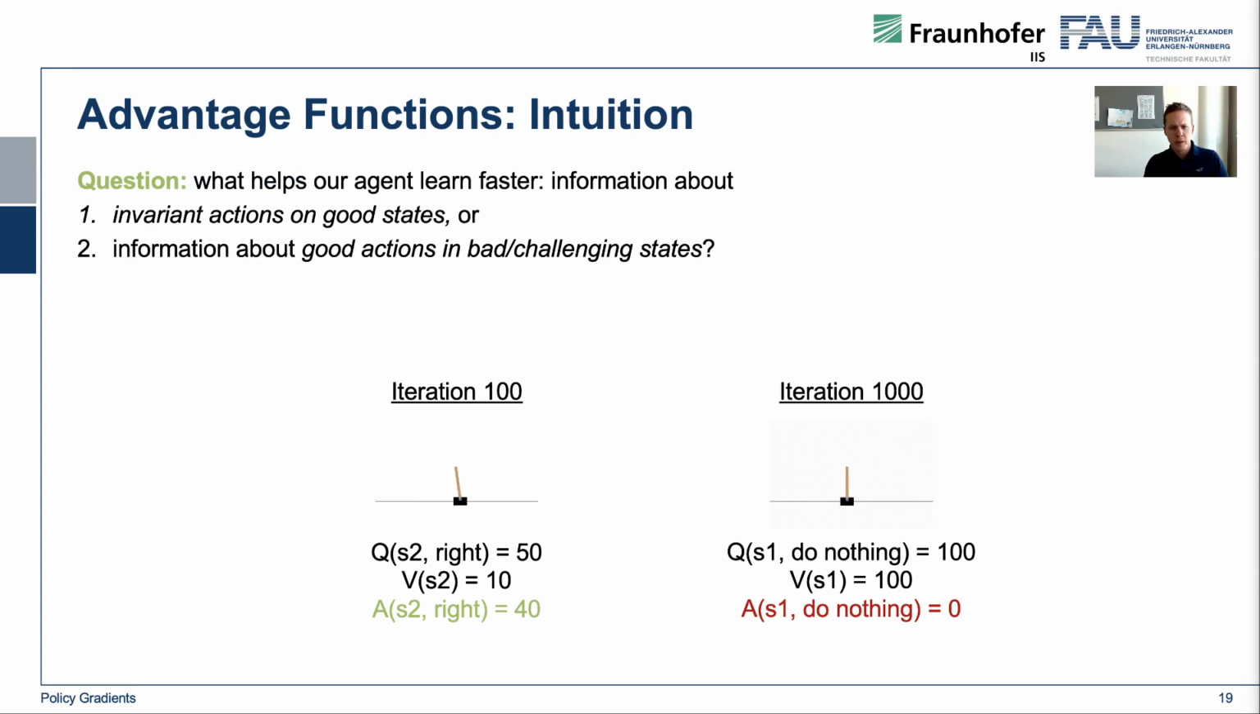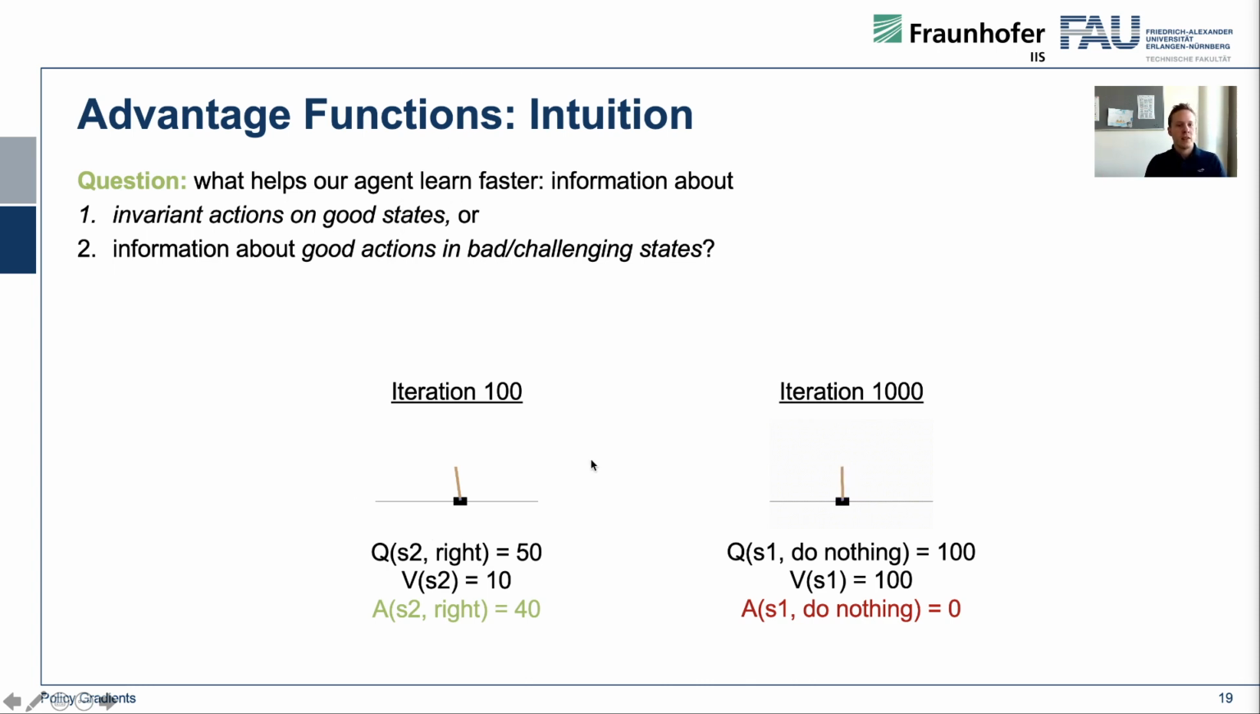There is also maybe a more intuitive example in this, and the question is to you: what helps our agent to learn faster in a sense? Is it information about invariant actions on good states, or information about good actions in bad states?